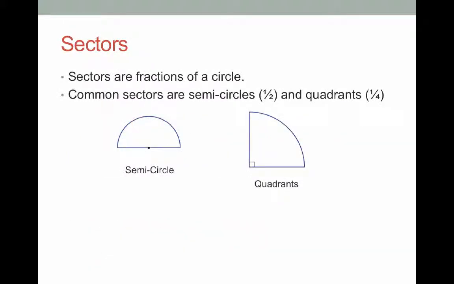Sectors are just fractions of a circle. Common sectors are semicircles, which represent half a circle, and quadrants, which represent a quarter of a circle. Let's see why a semicircle is half a circle. Besides two of them making a whole circle, the formula for the area of this semicircle would be a half times pi r squared because it's half a circle.